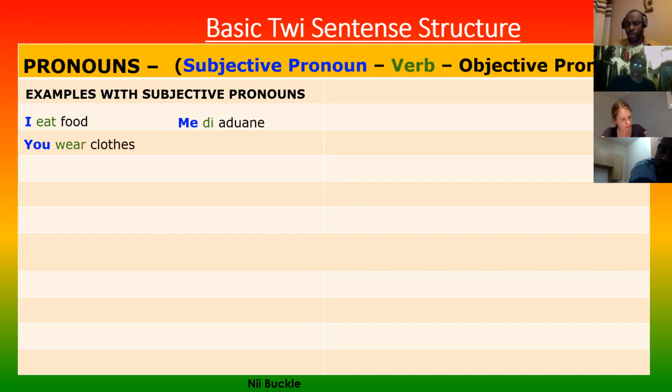I wear clothes, or you wear clothes. You. How do we say you in Twi as a pronoun? Anybody? Wo. Perfect. Wo. W-O. Wo. What about where? You should have found it, if you still remember, in the alphabet when we were learning the alphabet. The diagrams.